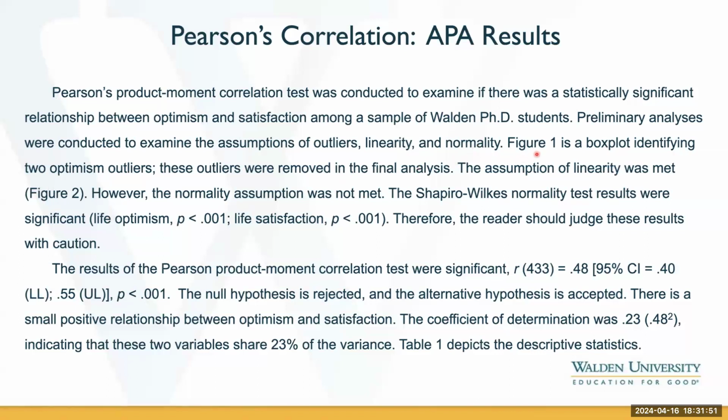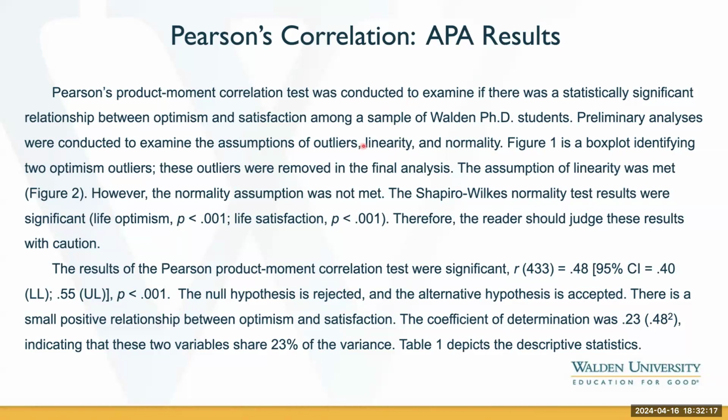So Figure 1 is a box plot identifying 2 optimism outliers. Remember in that box plot that we looked at, we had those 2 outliers? But what I'm saying in this example is that these outliers were removed in the final analysis. So that's the decision that the researcher makes about how to handle those outliers, okay?